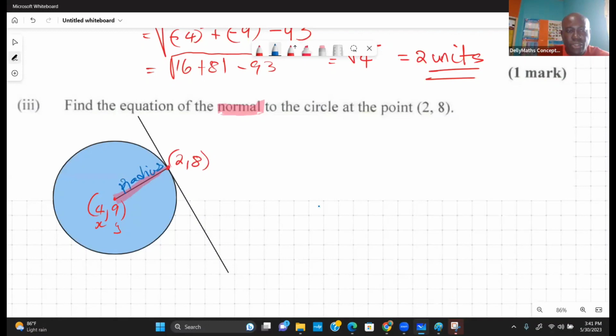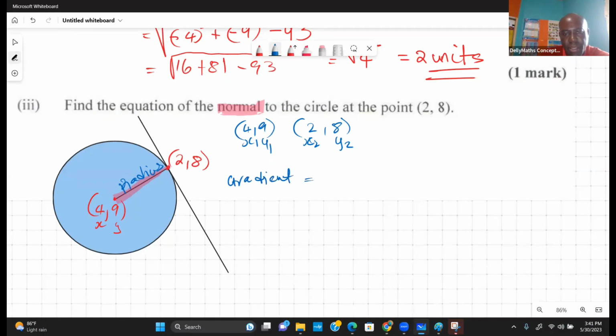So then all we have to do is label our points. We're going to label the 2 points. We have 4, 9, which is the center, and we have 2, 8. So we can call these x1, y1, x2, y2. So we need the gradient.